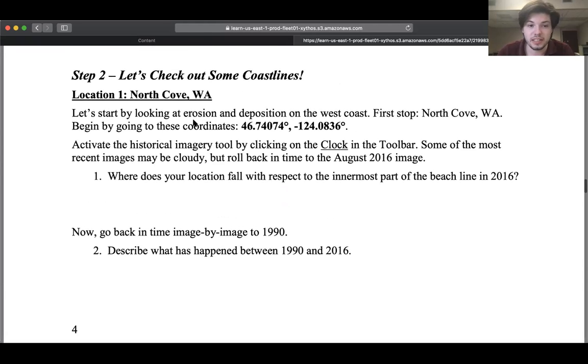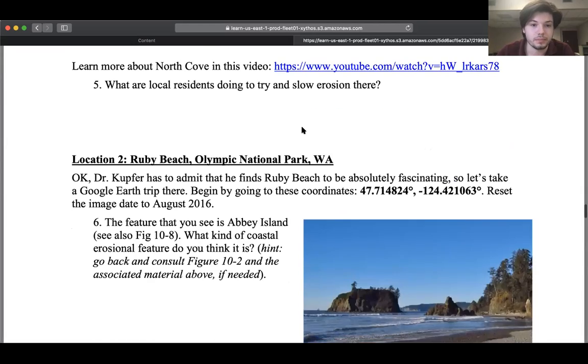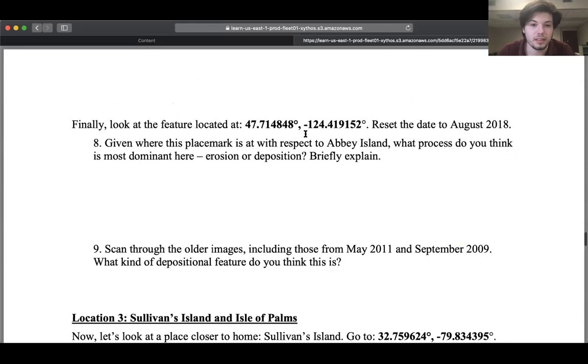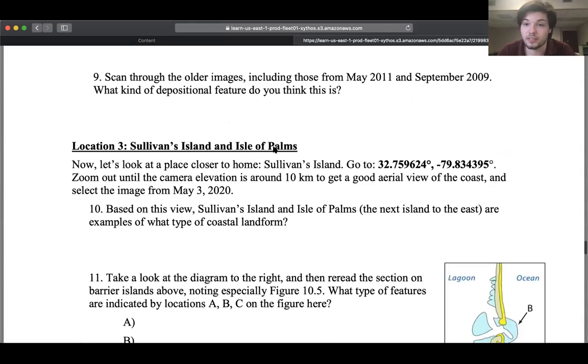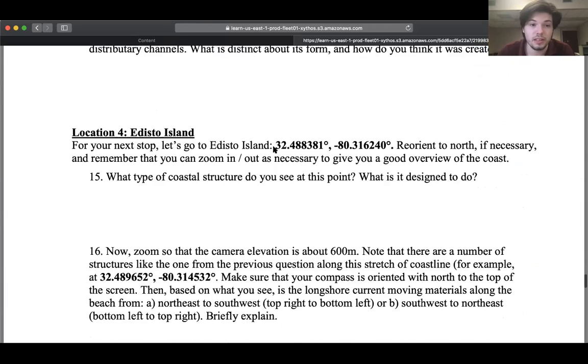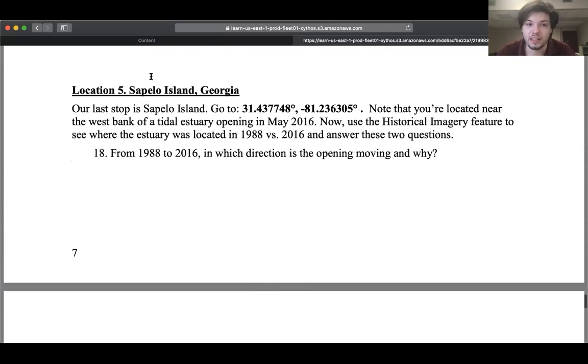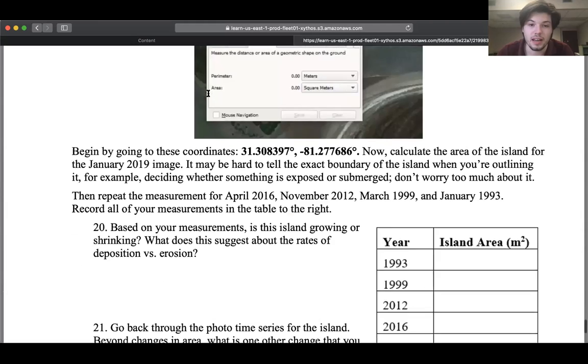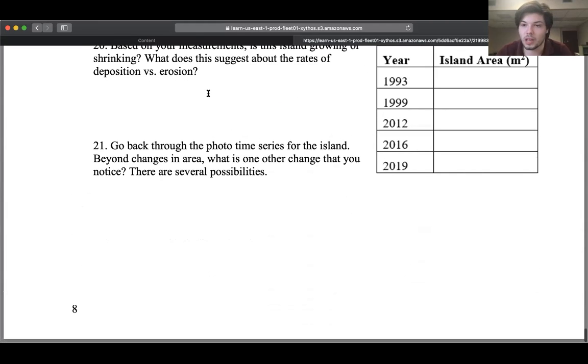You can see Washington here, Washington again, Sullivan's Island and Isle of Palms, Edisto Island, and then finally Sapelo Island in Georgia. You'll be doing and describing a few different coastal processes and landforms in each of these. Some of them are really interesting. I mean, they're all really interesting, of course, but I think you'll enjoy some of them.